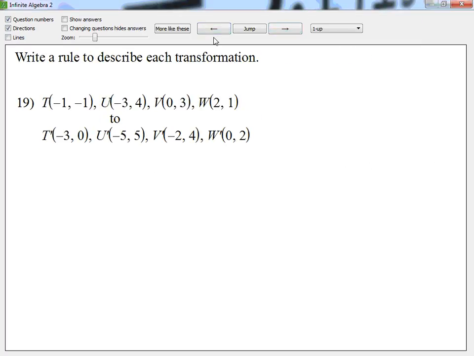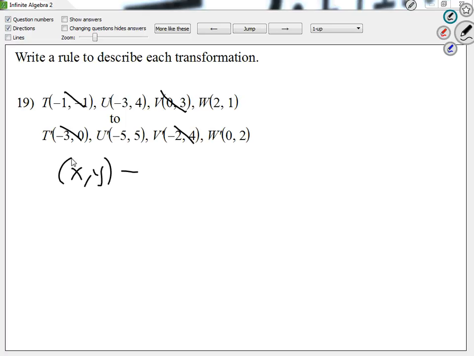Write a rule to describe each transformation. So it was kind of like the section that I told you was visual, but that one had a picture, this one has numbers. One number that is not good to follow will be T, because I would not be able to tell if my values got swapped or not. Another number that is not good to follow is point B, because I cannot tell if my 0 changes sign or not. So let me follow my U. Let me see if X, Y becomes something.